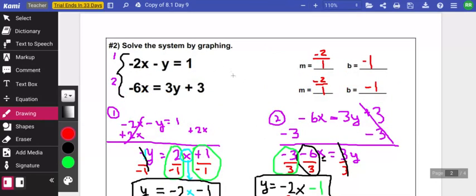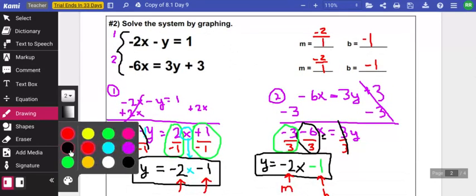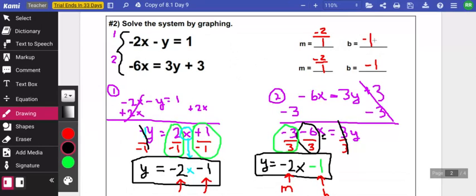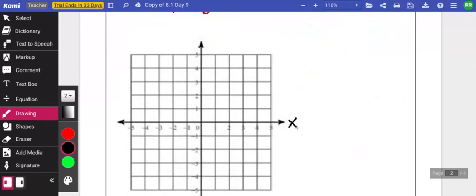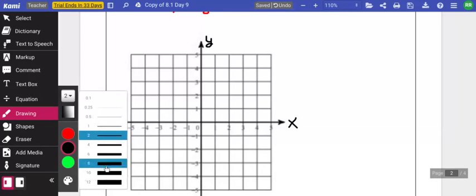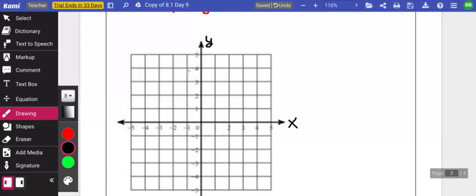So let's graph line 1. Line 1, I'm going to begin at b. b is at negative 1, and so that's where you'll put your dot, not on the x-axis. Remember, this is the x-axis, and this is the y-axis. I begin at b on the y-axis. So here's my y-axis. b is at negative 1. I'm going to put a dot right there at negative 1. That's where I will begin.